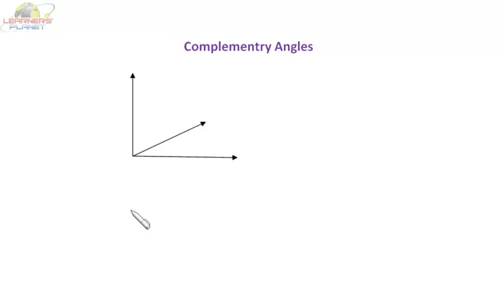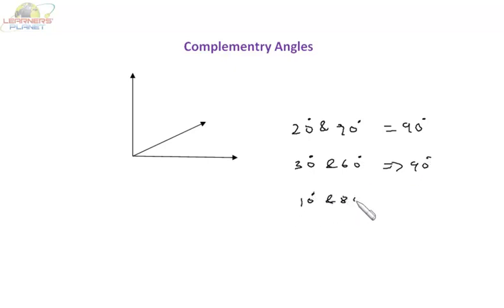Now let's discuss complementary angles. When the sum of the measures of two angles is 90 degrees, they are said to be complementary angles. Suppose 20 and 70, 30 and 60. Their sum is 90 degrees. 10 degrees and 80 degrees, their sum is also 90 degrees. So we call them complementary angles.